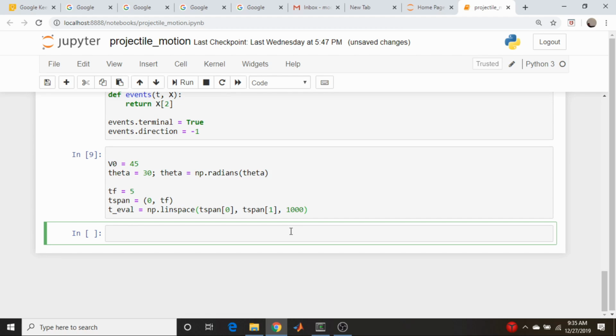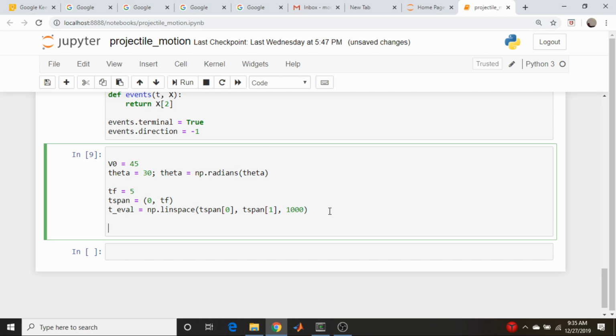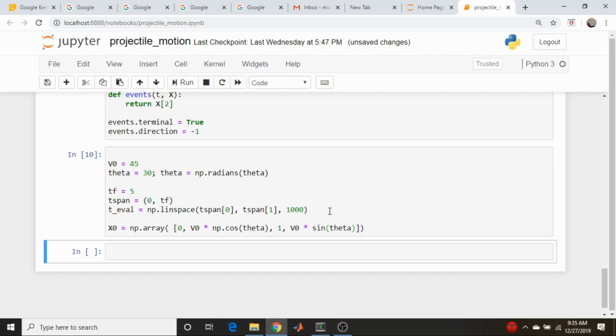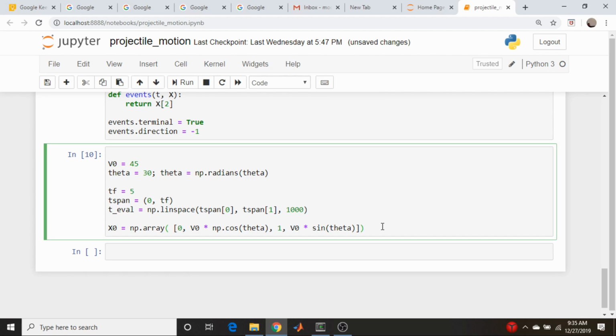Any typos? No. Okay. So now we need to create a vector of initial conditions. So that's np.array. Our initial position in the x direction is going to be 0. Our initial velocity in the x direction is going to be v0 times np.cos theta. Our position in the y direction initially is 1, and our velocity in the y direction is v0 times sine theta. Okay, any typos? Apparently not.